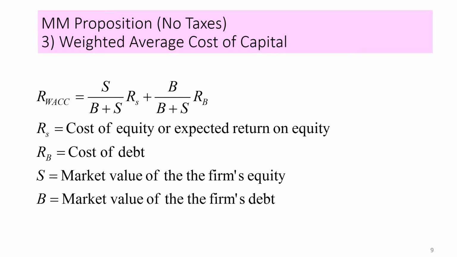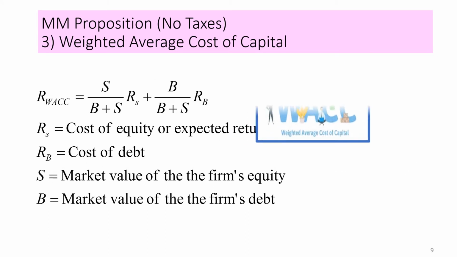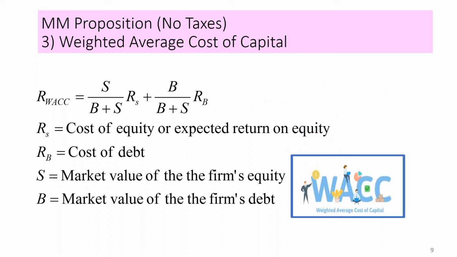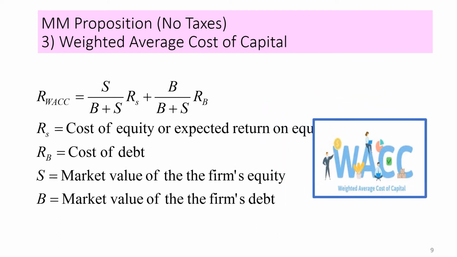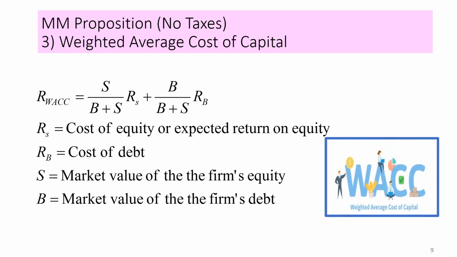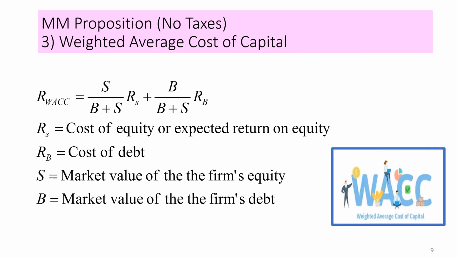This formula is used to calculate the weighted average cost of capital. B plus S is the total market value of the firm. If you notice from the formula, the weight of equity is multiplied by the cost of equity, and the weight of debt is multiplied by the cost of debt. Adding the two parts together will give us the weighted average cost of capital.